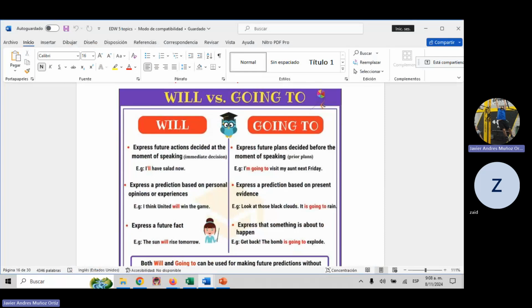active voice. So because there are many ways to present the future, we are going to focus in 2 ways to predict the future. So these 2 ways to predict the future are will and going to. In terms of grammar, we will check the grammar in a moment, but first, let's see the difference in terms of usage between both of them. I mean, why are they important?